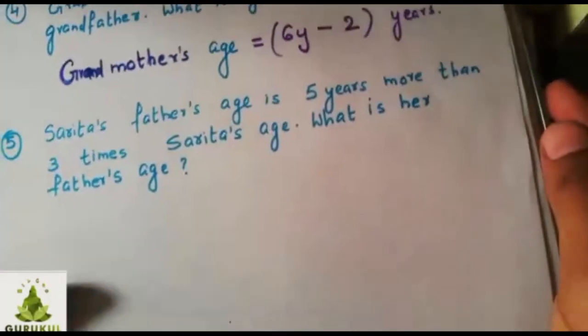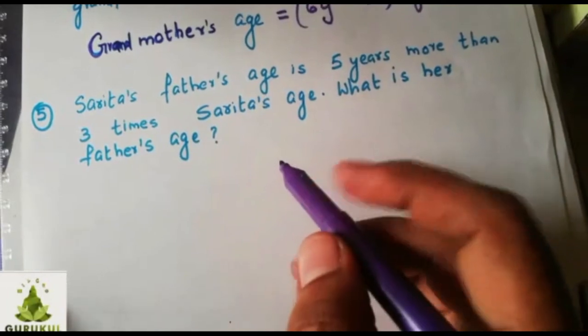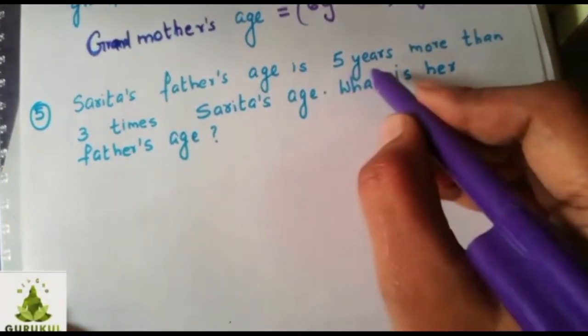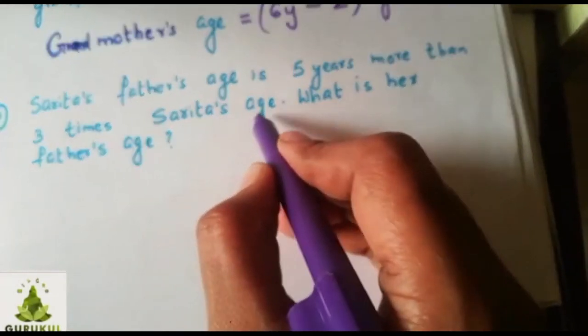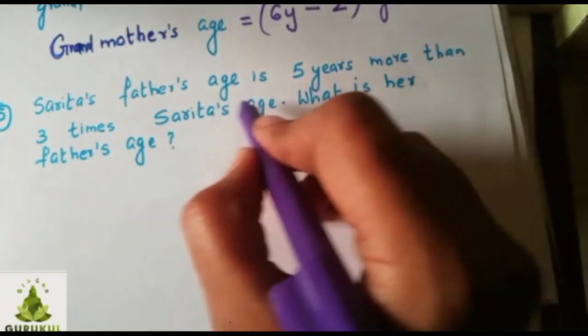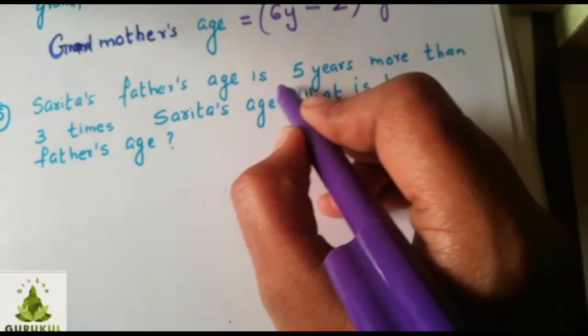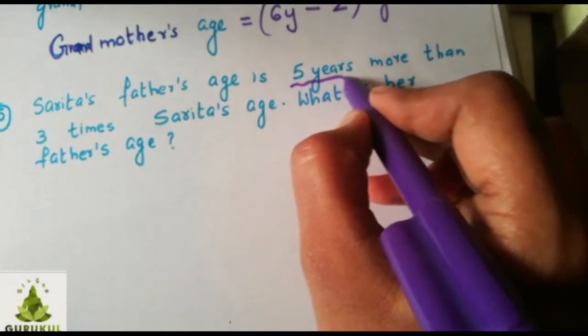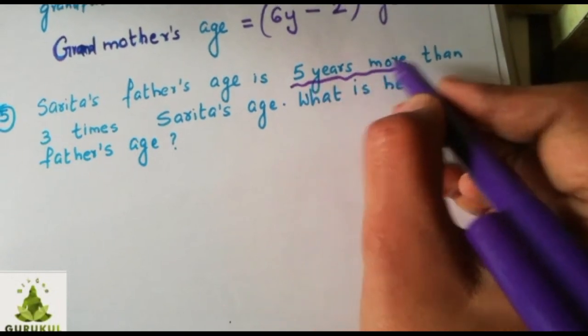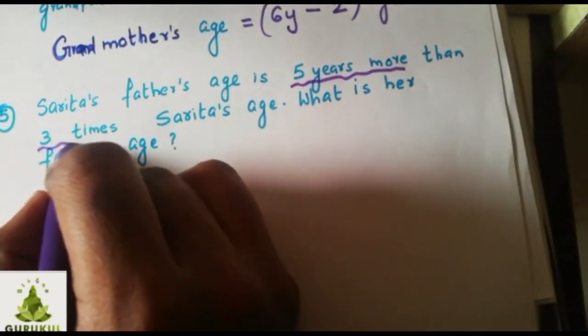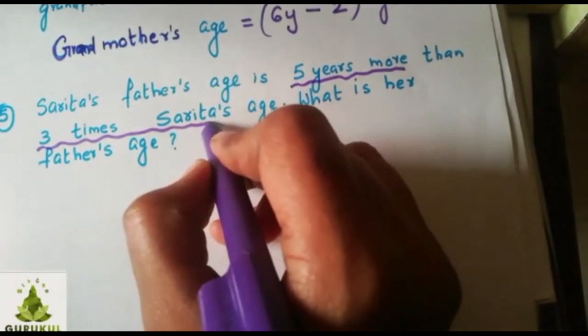Now, the last, fifth one of the related questions. Now, Sarita's father is 5 years more than 3 times Sarita's age. Here some more conditions are there, so we will mark it one by one. Father is 5 years more, means plus 5. Is it clear? 5 years more than also 3 times Sarita's age also we have to compare.